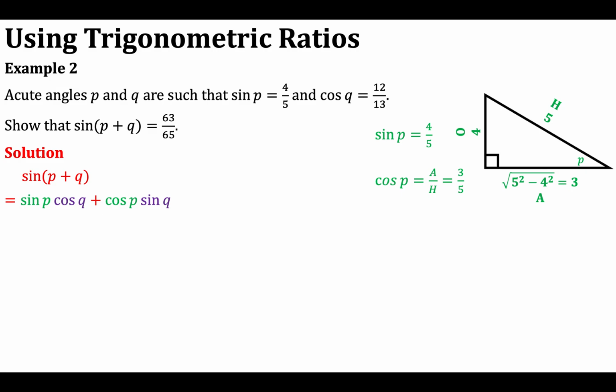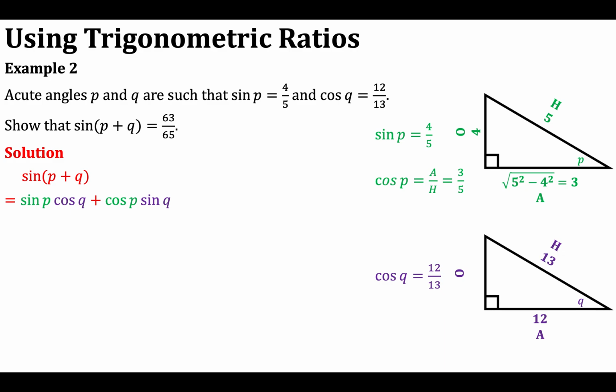Now, I also am told that cos Q is equal to 12/13. I can label my triangle. And I know that cos Q is equal to the adjacent over the hypotenuse. So that's 12 over 13. To find the opposite, do 13 squared minus 12 squared and square root that. And that's equal to the square root of 25, which is 5.